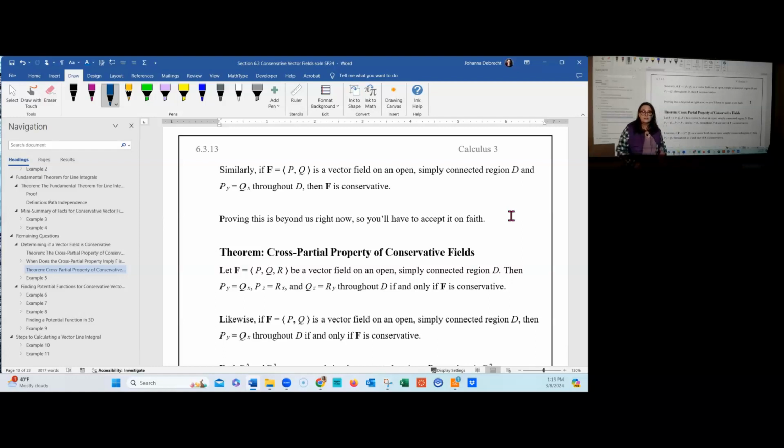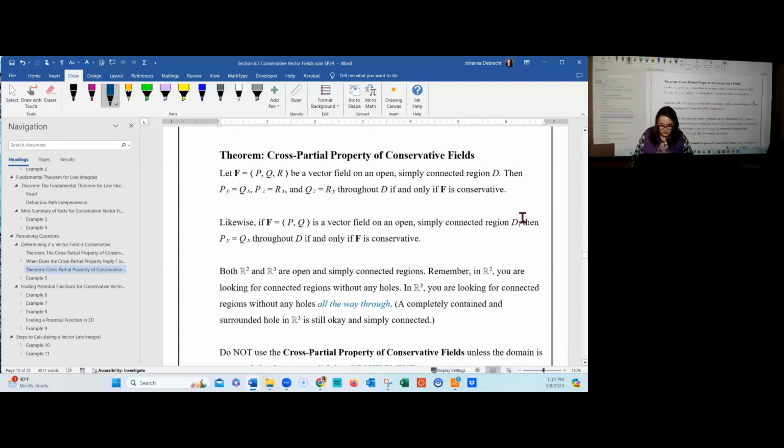Proving this theorem is well behind us at this point, so you're just going to have to take this one on faith. Let's go ahead and take a look at how we will use this cross-partial property. If we know that the vector field is defined on the open, simply connected region, then all we have to do to prove that it's conservative is show that it has the cross-partial property.